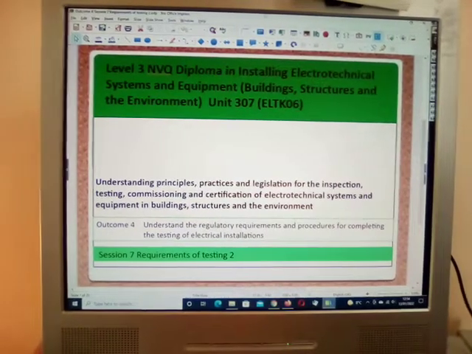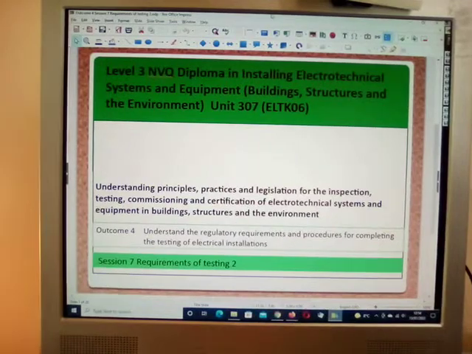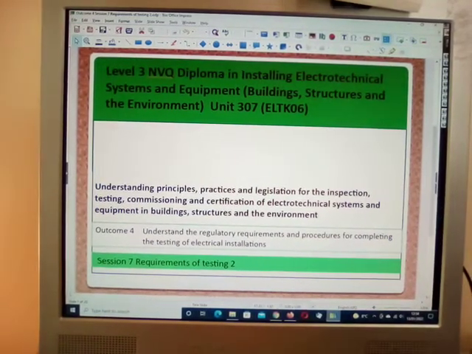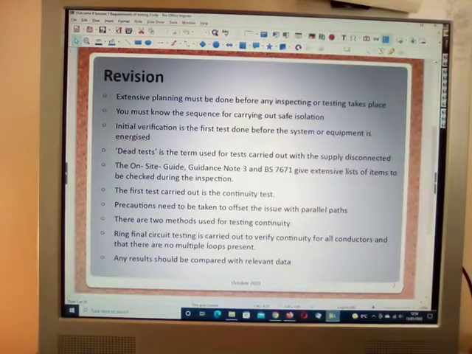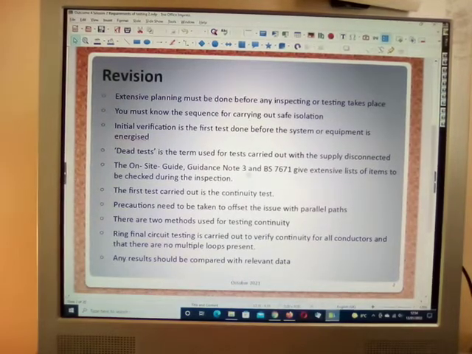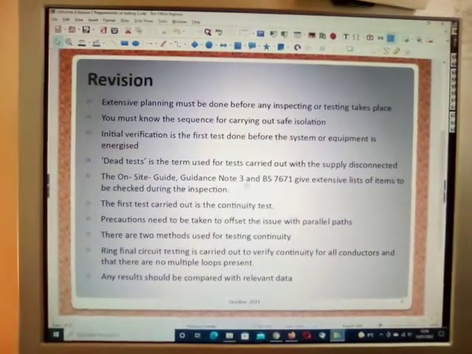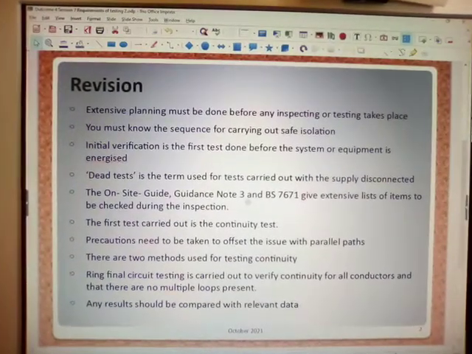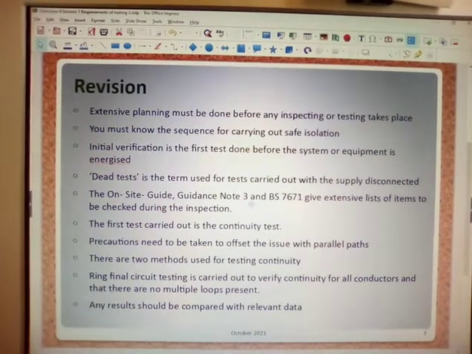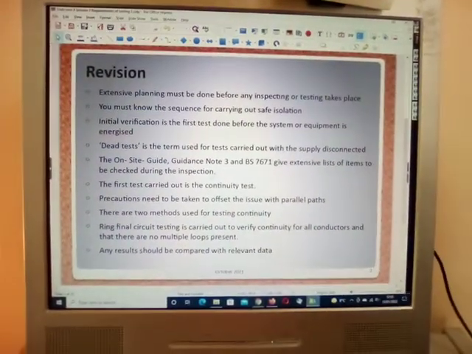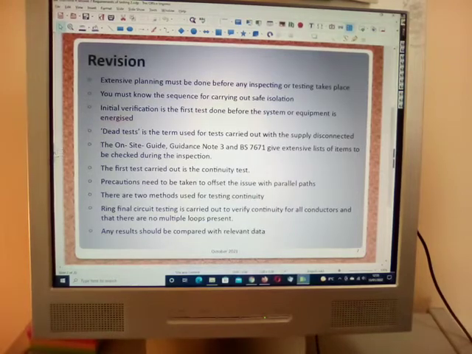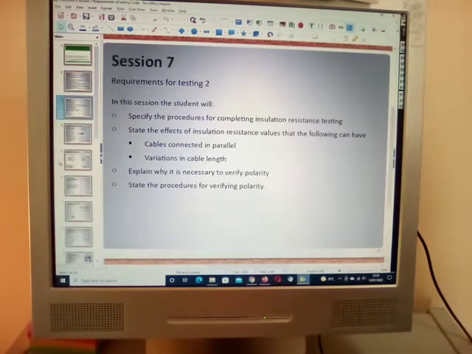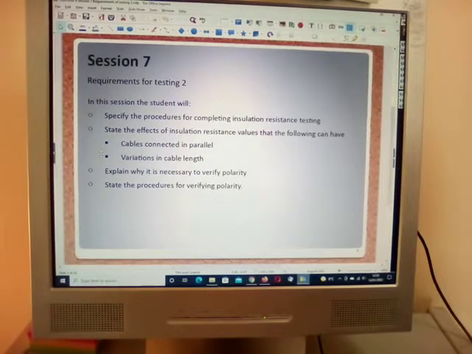Now again, I don't need to do a lot of talking on this. This is for you mainly to read through and look at for yourselves. Revision. You've done most of this already. Previously. Don't need me to be looking at it again or going over it. You should know the format by now.